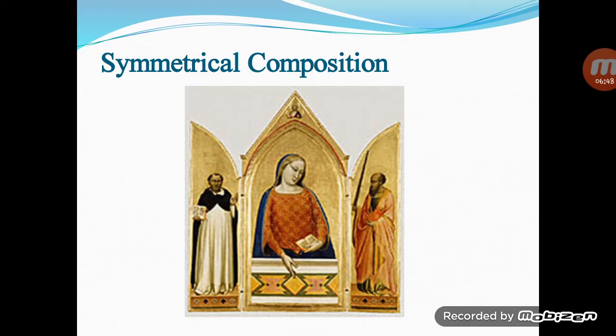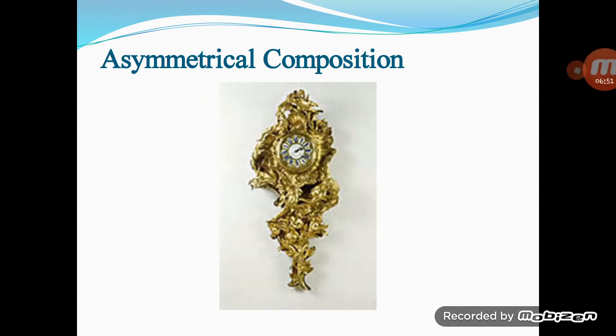Asymmetrical composition. An asymmetrical composition often conveys a sense of movement since the elements of the composition are unbalanced. In this painting, the artist used organic forms to create a composition of vines growing in an unordered fashion around the clock face.